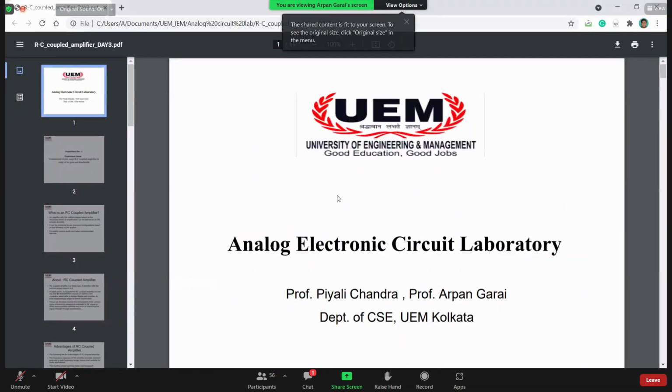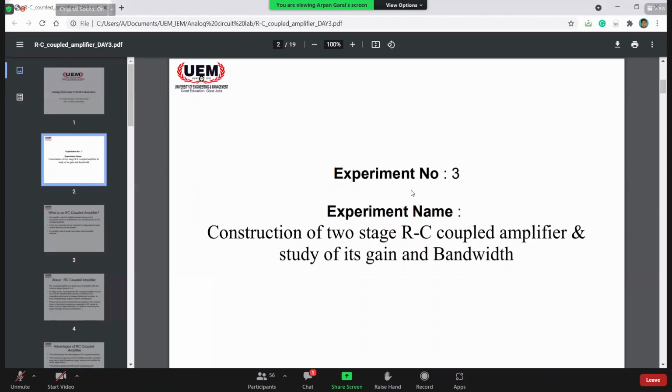So here it is. This is the name of our lab. The name of your experiment is construction of two-stage RC coupled amplifier and study of its gain and bandwidth. Similar to your previous classes, the first part will be taught by me, and the second part will be taught by your ma'am, PUIC ma'am.